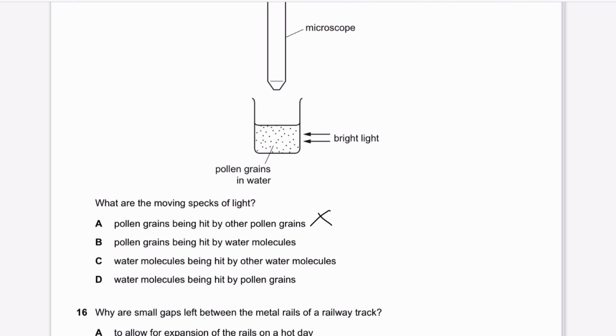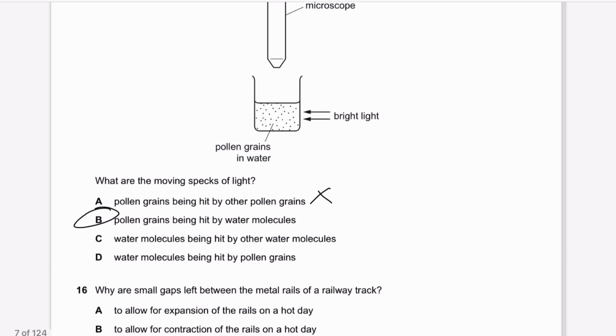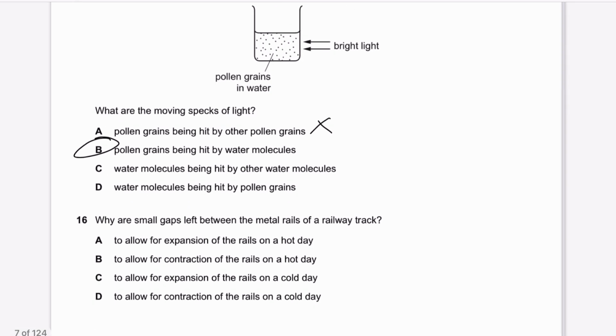B. Pollen grains being hit by water. Yes. Because you cannot see water molecules. If this is moving in that direction, suddenly moves in this direction, that's because a water molecule hit it towards this direction, and then this pollen grain moved in this direction, which makes sense, which explains the jerky motion. And obviously it's not these two options because you can't see water molecules, so it makes no sense.